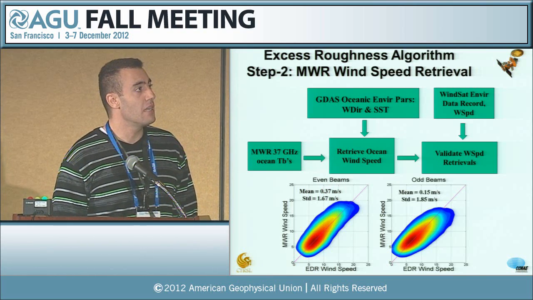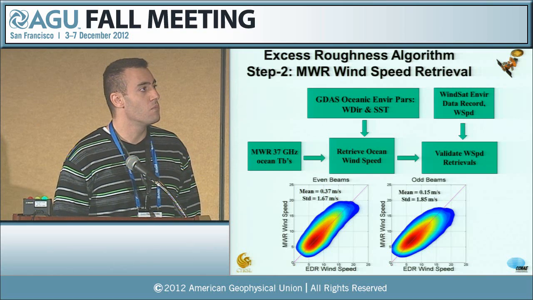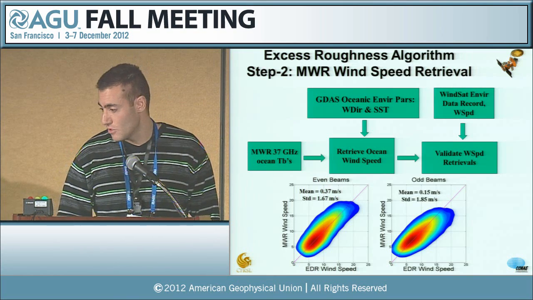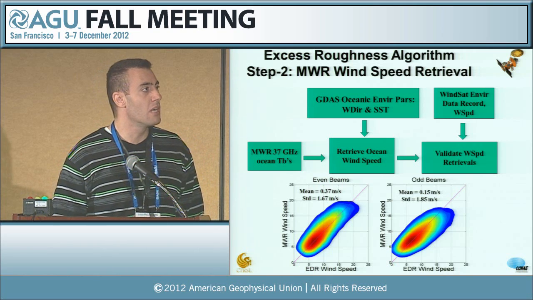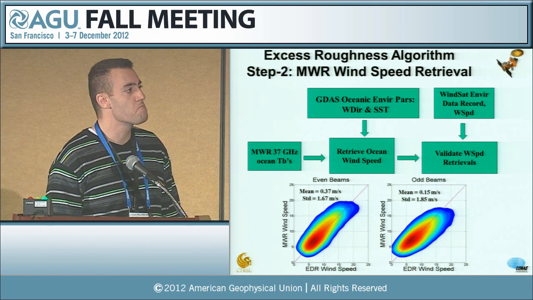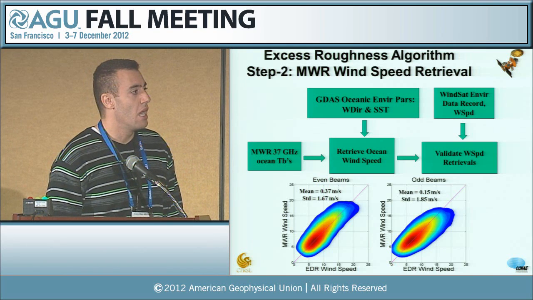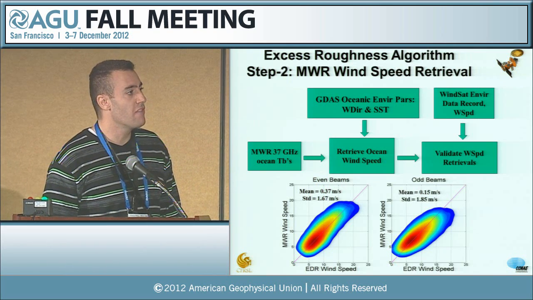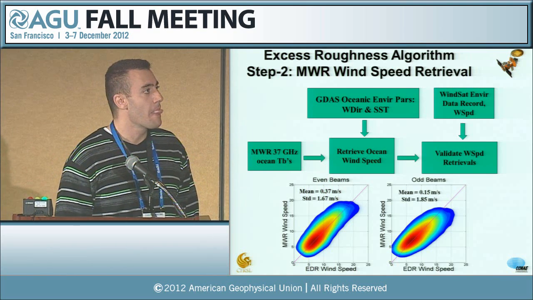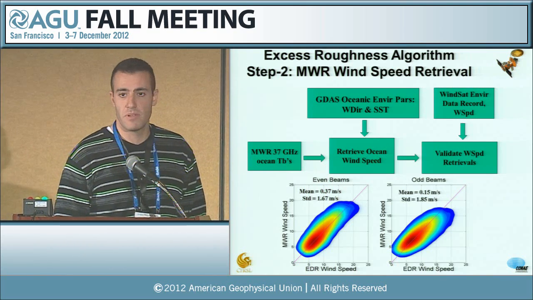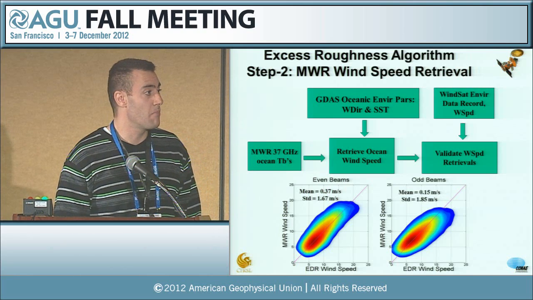To validate our retrieval, we found a collocated data set between the WindSat environmental data record wind speeds, and we did collocation between these two data sets. Two plots at the bottom. The left one shows the even beams. MWR has 8 beams from 1 to 8. All the even beams and the odd beams have been analyzed separately.